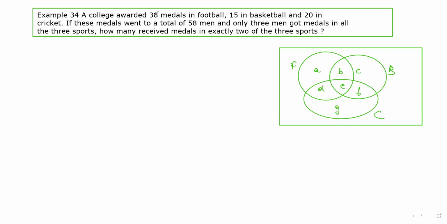From the given data, 38 medals were given for football, and football contains the 4 variables A, B, E, and D. So you can see that A plus B plus D plus E is equal to 38. Similarly, 15 in basketball means B plus C plus E plus F is equal to 15. 20 in cricket: D plus E plus F plus G is equal to 20.